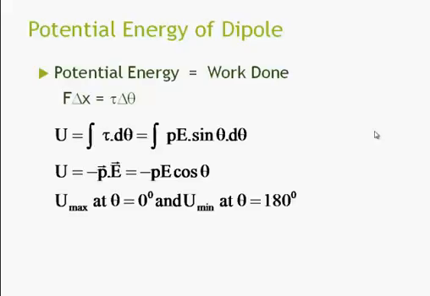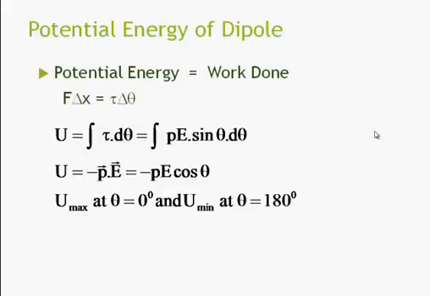Now U is the integral of torque d theta. Torque is given as PE sin theta, which we have just calculated. So it's the integral of PE sin theta d theta. You know very well the integral of sin theta is minus cos theta. I place the value, and it becomes minus PE cos theta. And remember, a dot b is ab cos theta, so in vectorial form we can also write minus p dot E. Energy being a scalar does not have any direction but does have a magnitude.